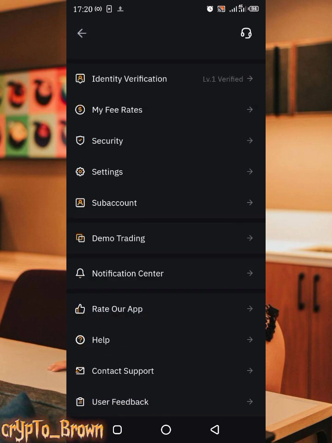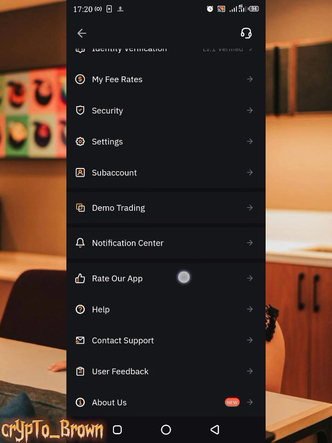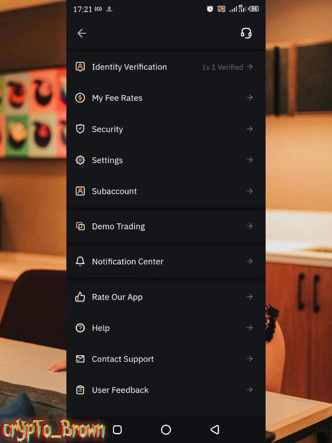We can see sub accounts. You can create a sub account for this account that you already have. Maybe you don't want to use the main account for trading, so you can create a sub account for trading purposes only, or maybe some other stuff. Demo trading, where you can trade a demo account without using real money.